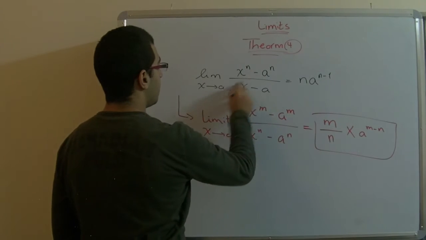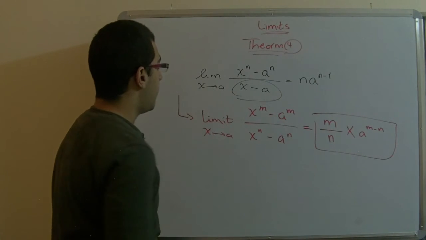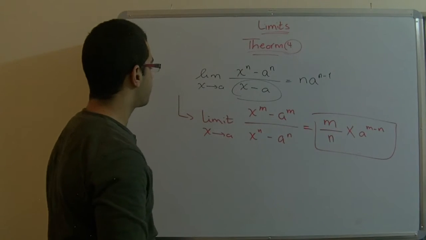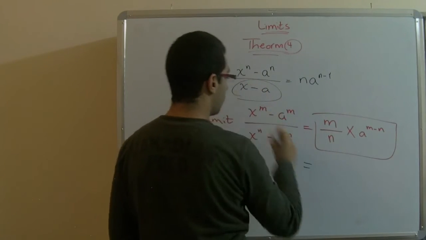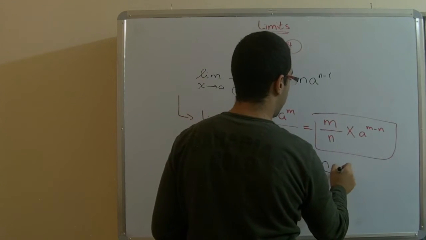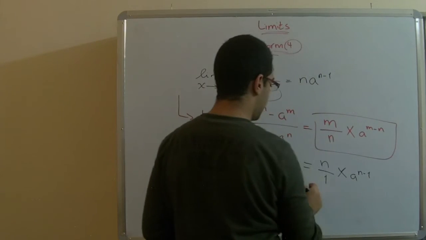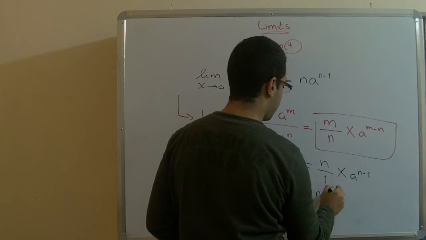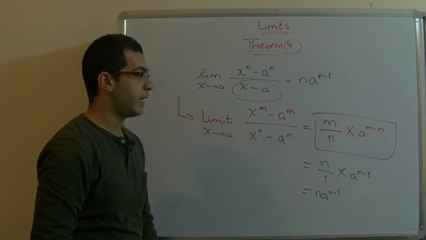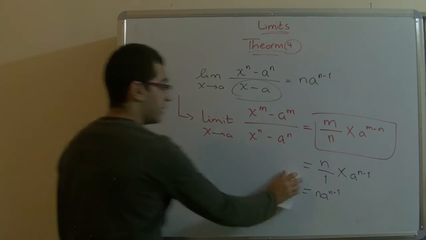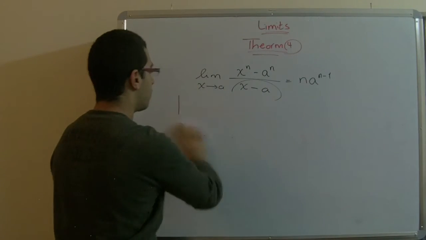So here in the bottom we have x, the exponent of x is only 1, and here the exponent is n. So if we apply this law, we have n over 1 multiplied by a to the power n minus 1, to get n a to the power n minus 1. So this is the origin of this law. This is our law today. We will work on some examples to get more familiar with it.